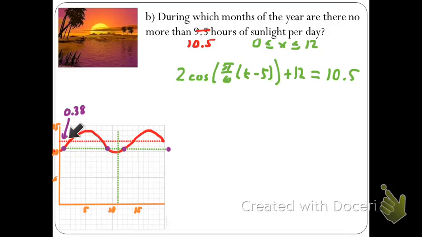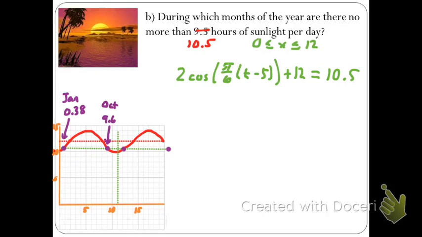Now the first value is 0.38, which means when we're 0.38 months past January, we're getting at least 10.5 hours of sunlight. And so that means we haven't quite made it to 1 month past. That means we're not in February yet. So in January, you're getting fewer than 10.5 hours of sunlight. That's what that tells me. Then let's see what this value is right here. And that'll get you about 9.6. And so 9.6, we're talking almost 10 months after January, but not quite. 9 months after January would be October, right?